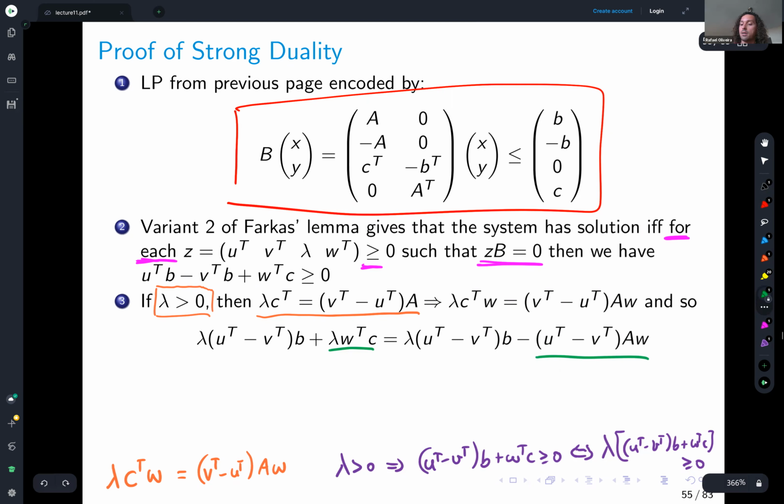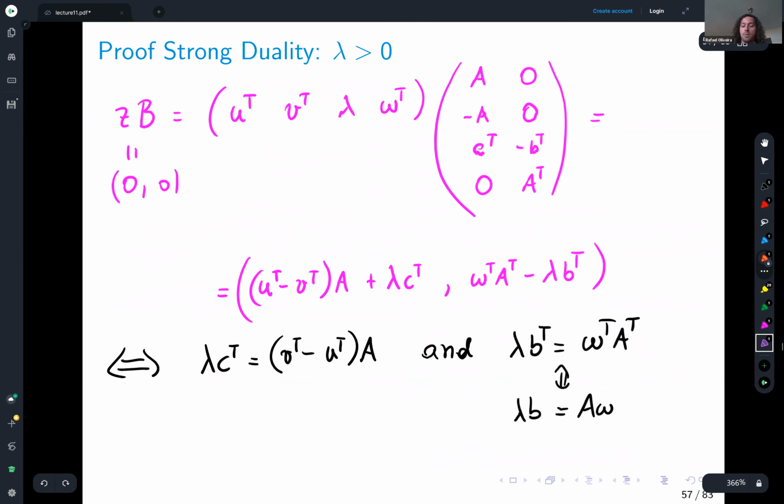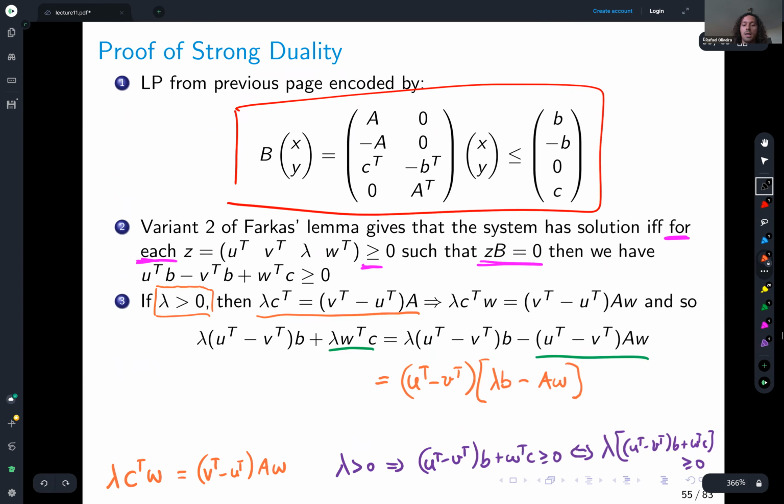And now, what do we get? We are getting that this is equal to U transpose minus V transpose, and then we have lambda B minus AW. But if you notice, this lambda B minus AW, what is this? Lambda B is exactly equal to AW, because we know that ZB is equal to 0. So this is equal to 0.